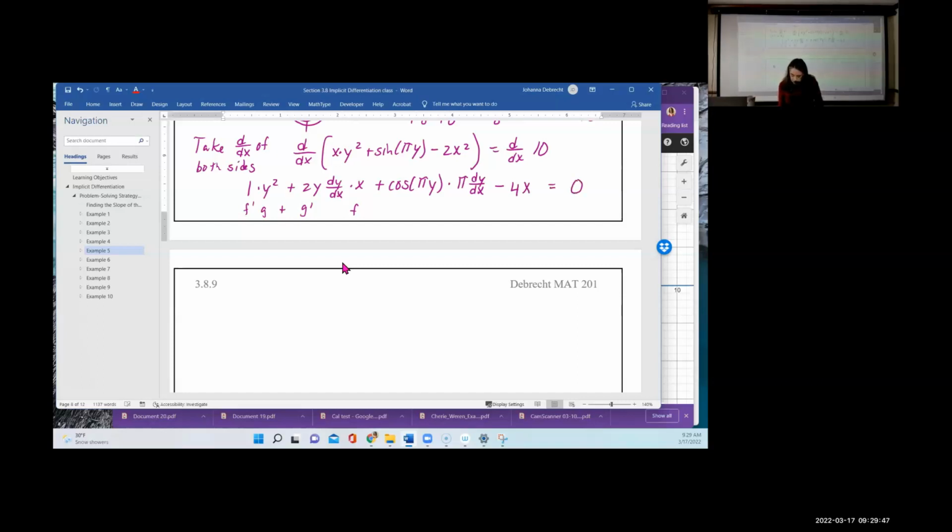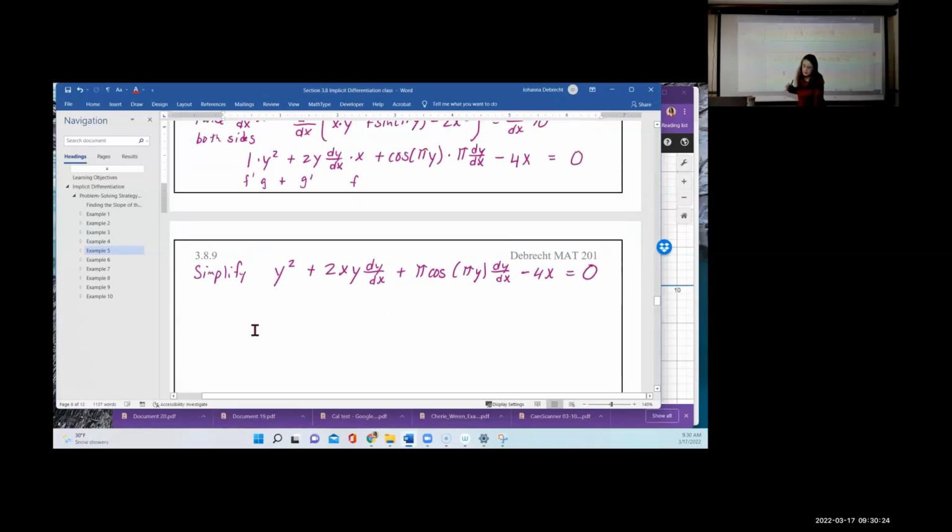Then we can simplify and clean it up a little bit. We have y squared. We want to reorder the factors in the multiplication of the second term. So we have 2xy dy dx. We want to reorder the multiplication in the third term and move the pi to the front, then multiply by the cosine of pi y, and then leave the dy dx at the back. Minus 4x equals 0.